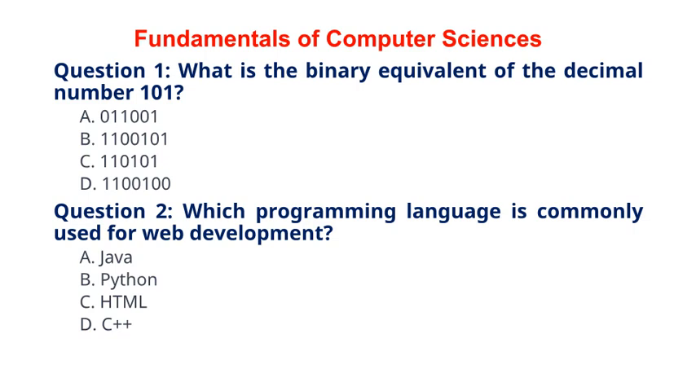110,101. Question 2. Which programming language is commonly used for web development? A. Java, B. Python, C. HTML, D. C++. The correct answer to question 2 is option C. HTML. Explanation. HTML, Hypertext Markup Language, is primarily used for creating web pages.